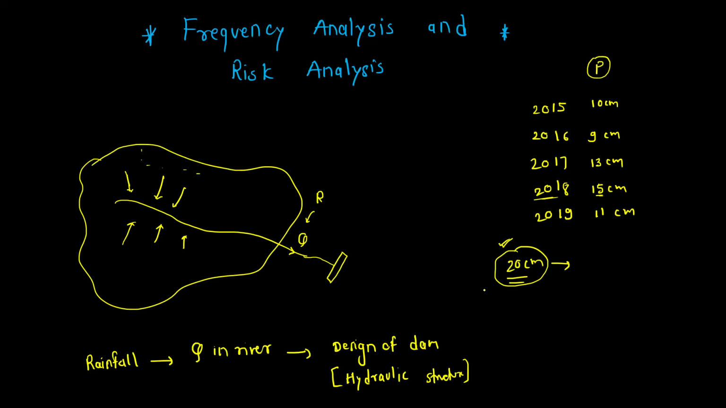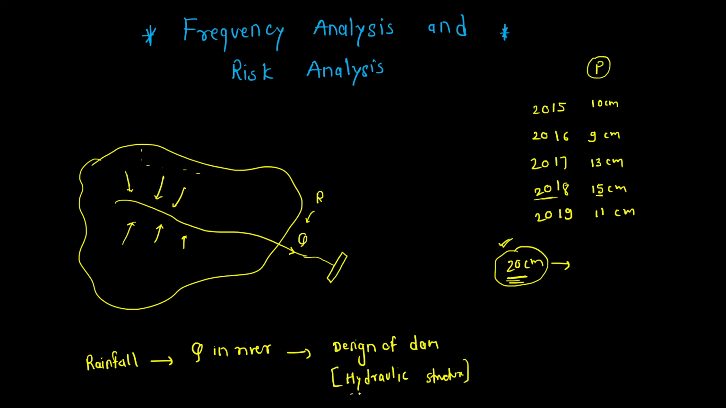So what we are studying now is called risk analysis. We are analyzing what is the risk. So this is the basics of risk analysis. Now we will have to find out what is the probability that in the coming years this 20 centimeter rainfall will be exceeded. Now why do we have to calculate the probability?